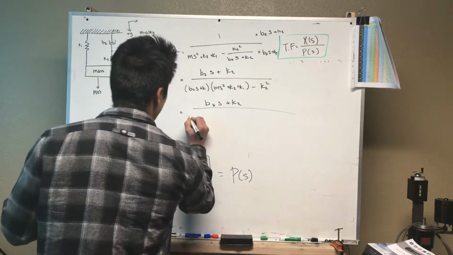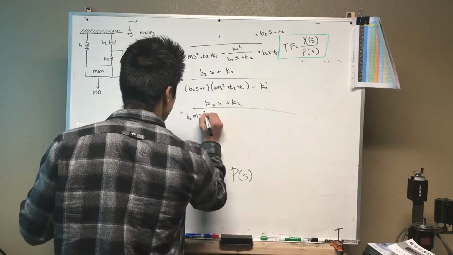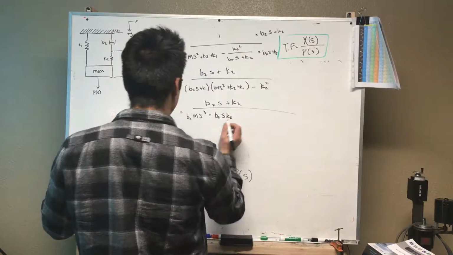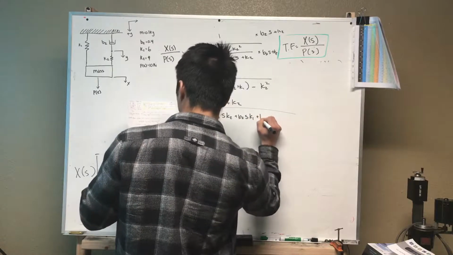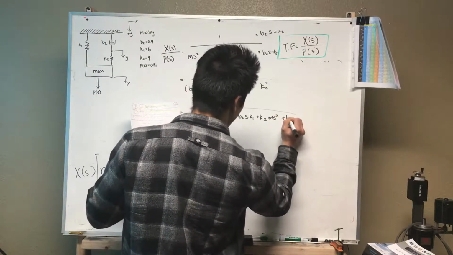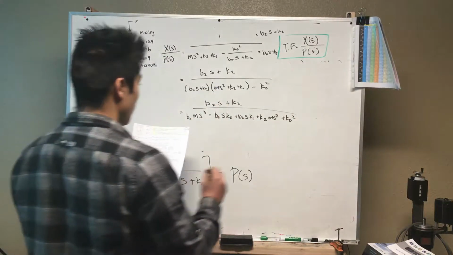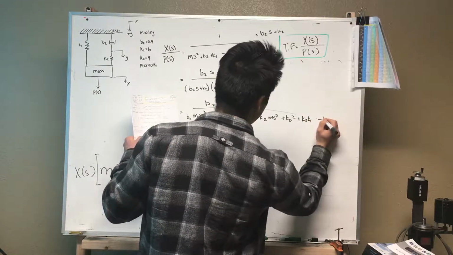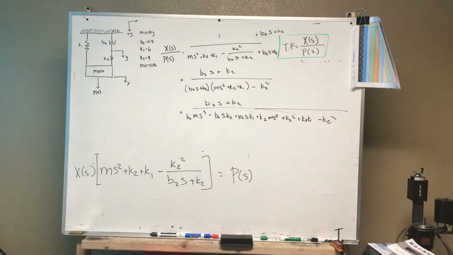So we have b2ms cubed plus b2sk2 plus b2sk1 plus k2ms squared plus k2 squared plus k2k1 minus k2 squared. There we go. So kind of getting ugly yet again.